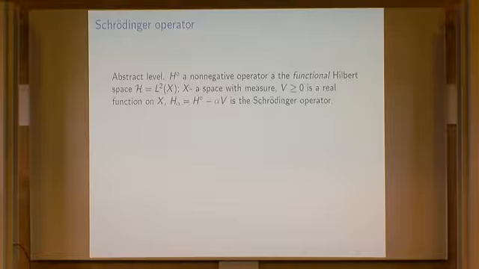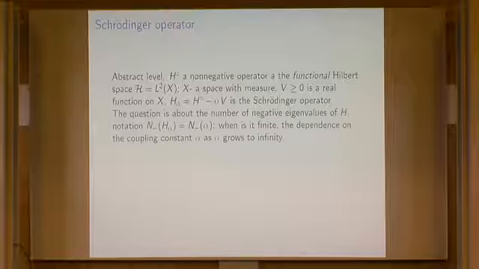It is H0 plus alpha V, where H0 is, so to say, the kinetic energy operator, V is the potential energy operator, and alpha is the coupling constant. The question is about the number of negative eigenvalues of this operator. The notation is n minus of H alpha, or simply n minus of alpha, the number of these negative eigenvalues when it is finite, and the most important thing is the dependence on the coupling constant as alpha grows to infinity. This, in fact, is a very old problem, probably more than 100 years old, for different classes of operators.